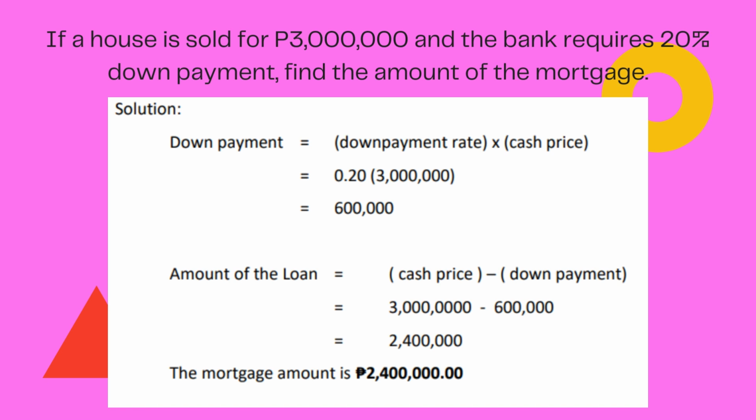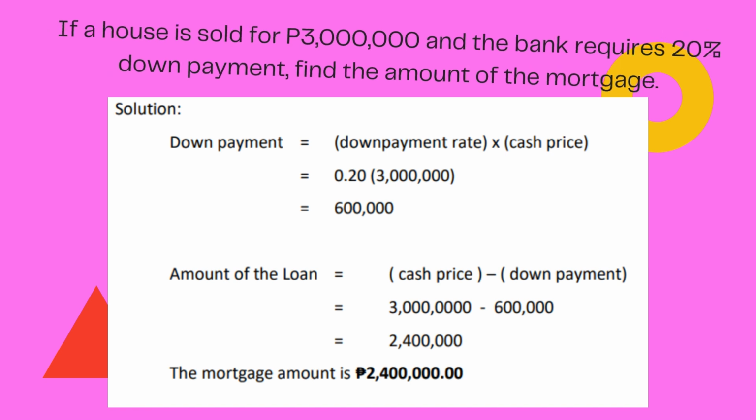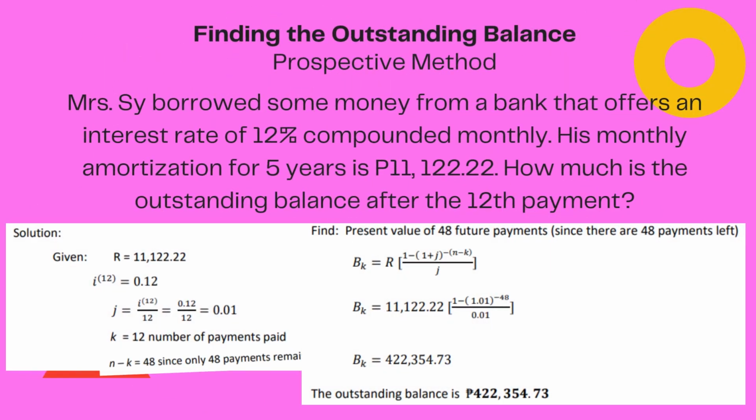So to get the amount of the mortgage, we simply have to subtract this down payment amount from the cash price itself. So the amount of loan, which is 3 million minus the down payment of 600,000, so we have 2,400,000 left. So that is now our mortgage amount, the 2,400,000.